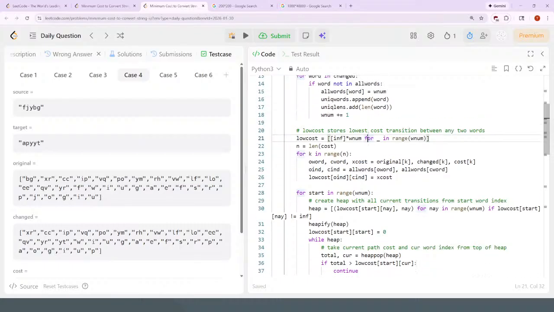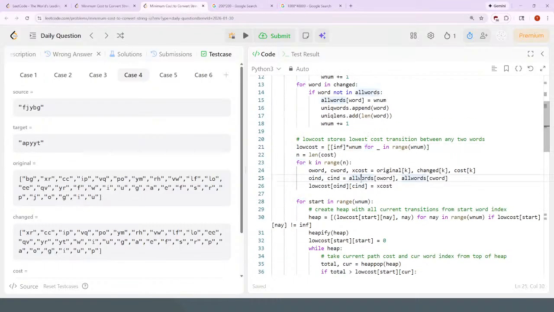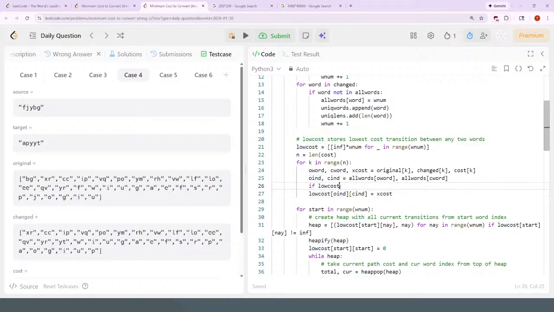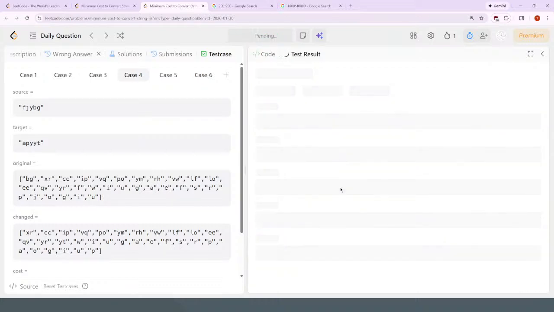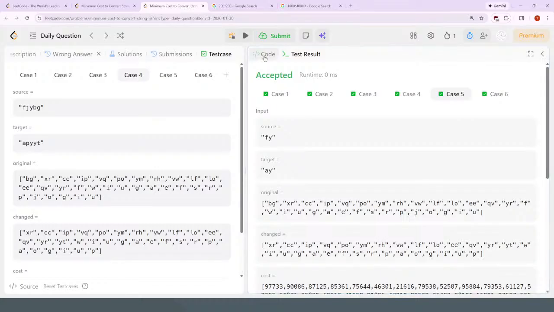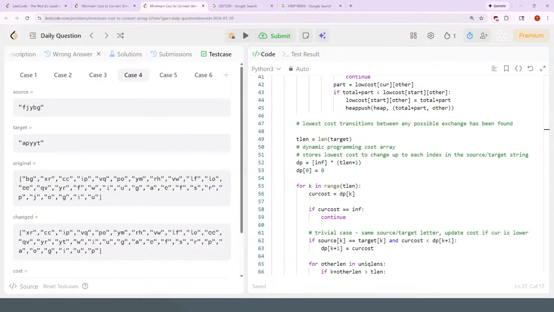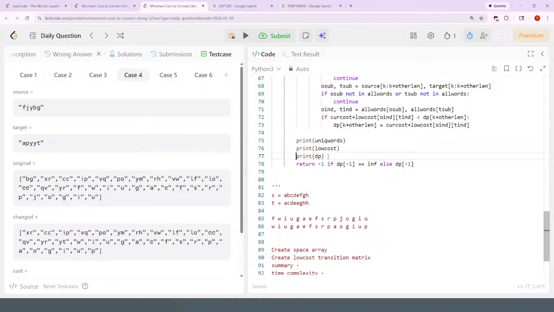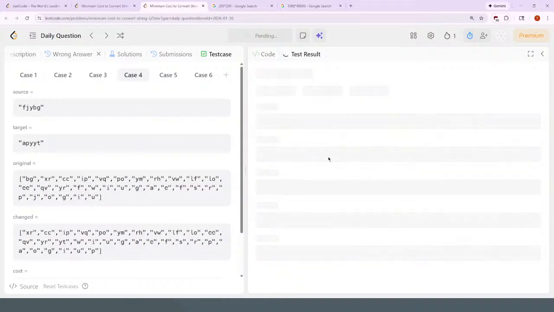So here, K in range N indices. Stupid. If low cost from O index to C index is bigger than exchange cost currently. So stupid. Yeah, did recall fixing something or being quite aware of that possibility last time, but just didn't figure to think about it again.